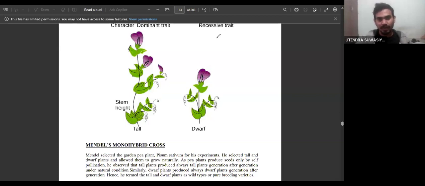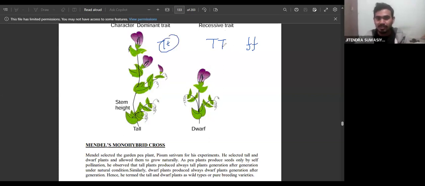that is the stem height, the height of the plants. First he took one tall plant, then he took one dwarf plant. These are homozygous alleles. What is homozygous, and heterozygous? If the alleles are the same, that is called homozygous. If they are different, we say different alleles, and that is called heterozygous.